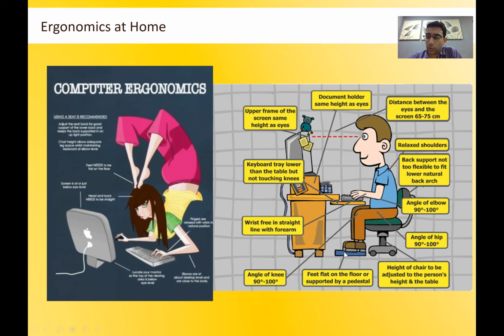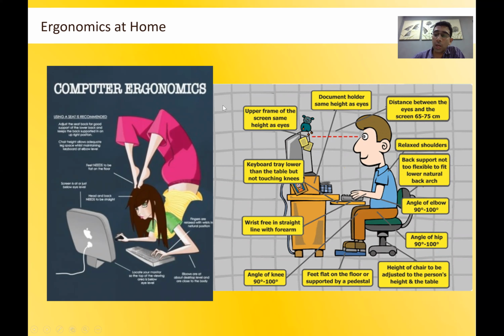Should have a nice footrest over here. Height of the chair should be adjusted to the person's height. The wrist should be free and straight and in line with the forearm. Keyboard tray should be lower than the table, but not touching the knees. And the upper frame of the screen should be the same height as the eyes.